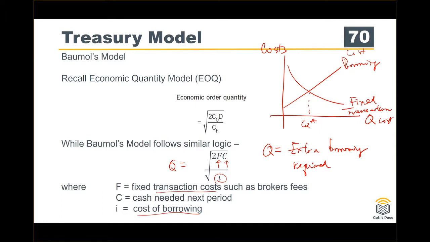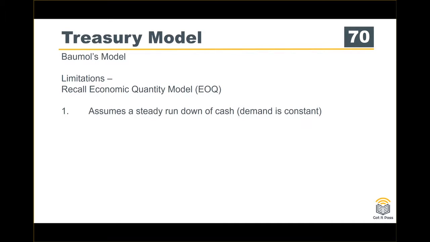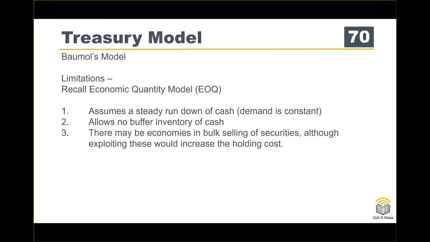For this model, it has some limitations. It assumes a steady rundown of cash. The demand is constant, but in reality, it's not the case. It also allows low buffer inventory on cash. And there may be economies in bulk selling of securities, even though this would increase the holding cost. Here are the limitations of Baumol's model, but it is one of the Treasury models helping some companies in the world to manage their cash.